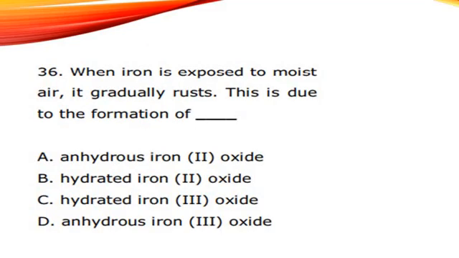The next question is question 36, which says, when iron is exposed to moist air, it gradually rusts. This is due to the formation of A, anhydrous iron 2 oxide, B, hydrated iron 2 oxide, C, hydrated iron 3 oxide, D, anhydrous iron 3 oxide. So remember that the conditions that lead to the rusting of iron are the presence of oxygen and moisture. And so when iron is exposed to the moist atmosphere, it becomes hydrated and also oxidized to iron 3 oxide. Therefore, your answer is C, hydrated iron 3 oxide.